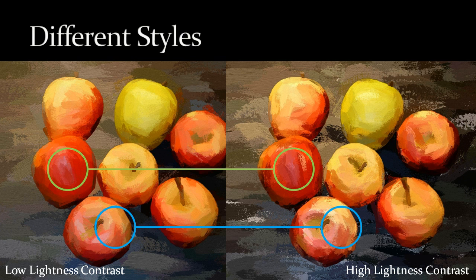By simply changing one or two parameters, we can achieve slightly different styles. For example, by increasing the lightness contrast, we can make the apples appear less mellow. More details are included in our paper. Thank you for your attention.